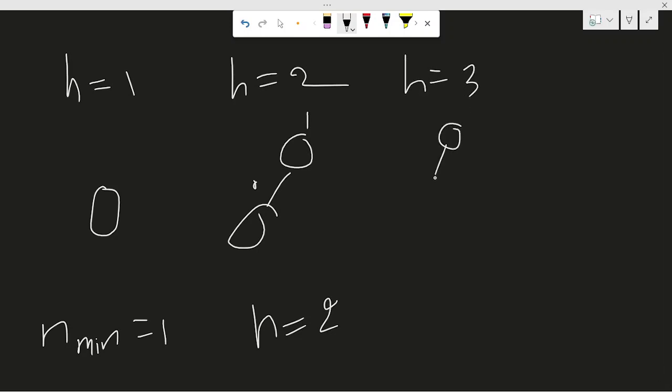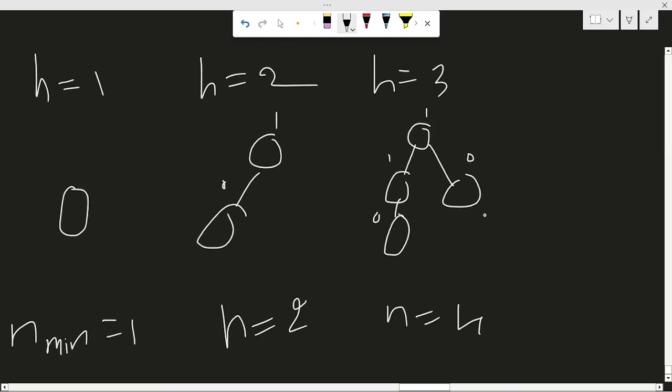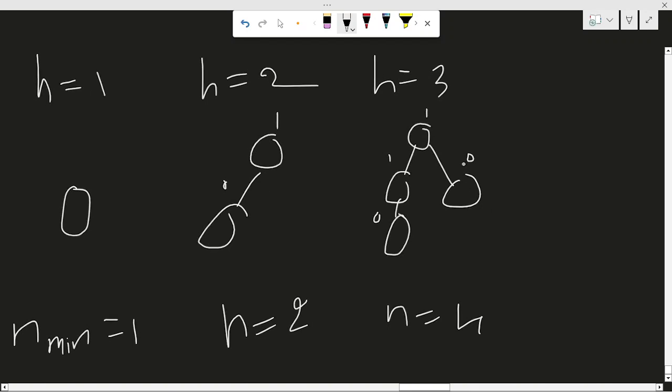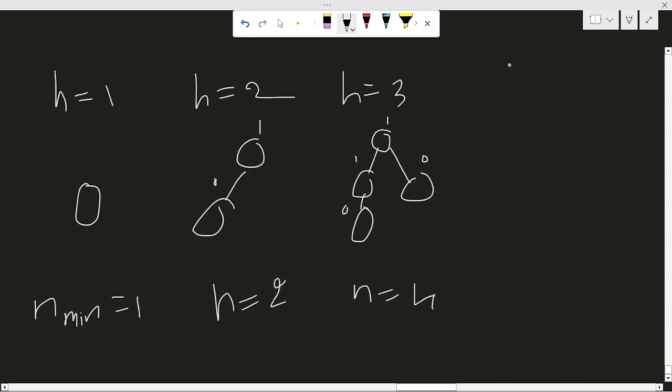Okay, now for h is equal to 3, you should draw like this, right? But here bf is 0, here bf is 1, here it is 2. That means it is not an AVL tree. So for that, what will I do? I will add another node here. So it will have 2 minus 1, 1 bf. So it is an AVL tree, right? So what is the minimum number of nodes I need? 4 nodes I need.